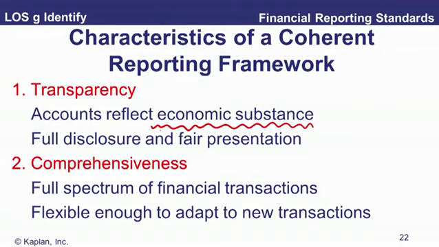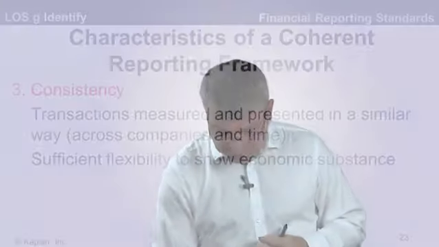Flexible enough to adapt to new transactions. So the purpose of this framework is essentially, if there isn't an accounting standard that exists for a particular transaction, we should be able to take the framework and apply it and come up with the correct accounting treatment that would reflect economic substance. So it's going to help as a guideline for covering transactions that are not covered by current accounting standards. And it's going to help, of course, in the development of new accounting standards.